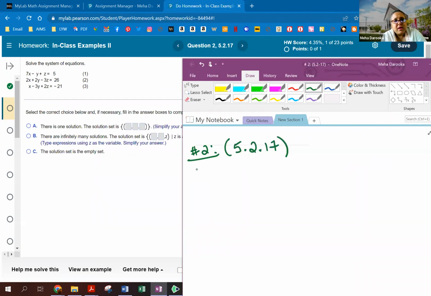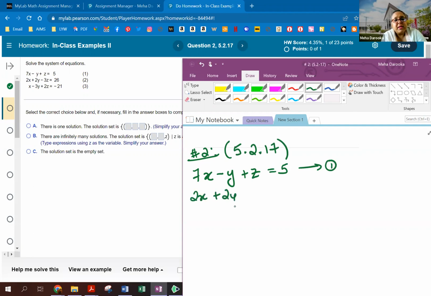5.2.17. Alrighty, so our system is 7x minus y plus z equals 5. Let's call this equation 1. We've got 2x plus 2y minus 3z equals 26. Let's call this equation 2.